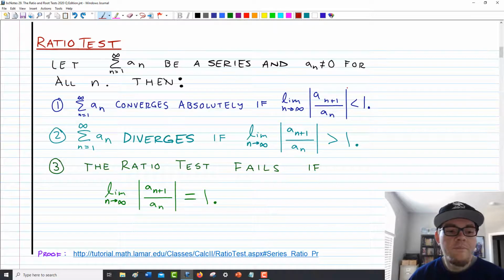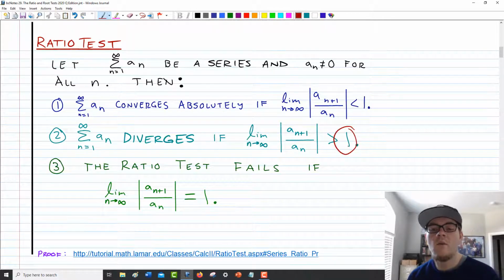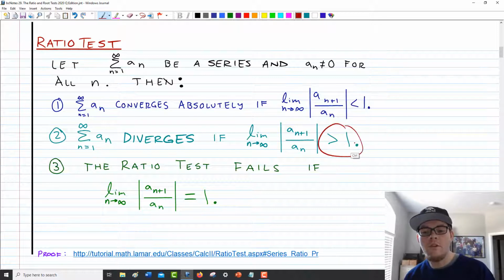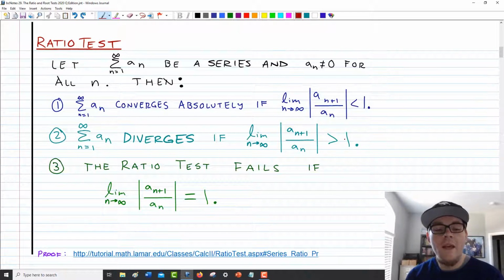On the other hand, the series diverges if that same ratio is larger than 1. So if our ratio is big, then unfortunately it means that our series diverges. I mean, unfortunately, I guess if you're rooting for convergence, but I don't know, be you. Finally, the last thing it says is that the ratio test fails if the limit of the ratio is equal to 1. And that's a little different.